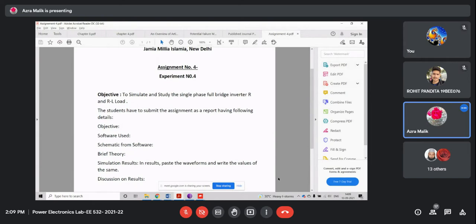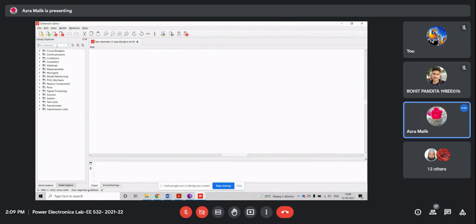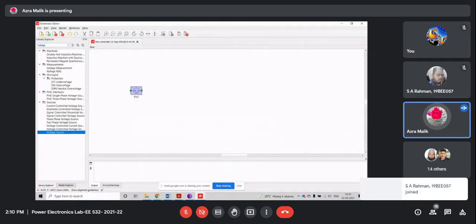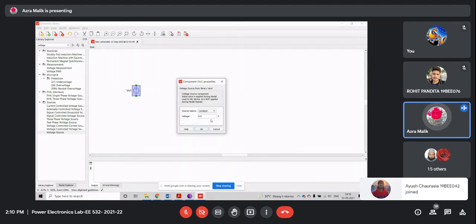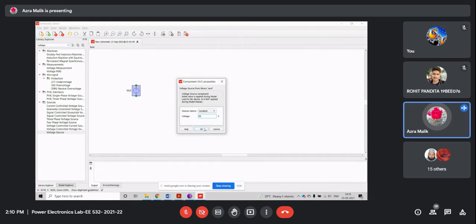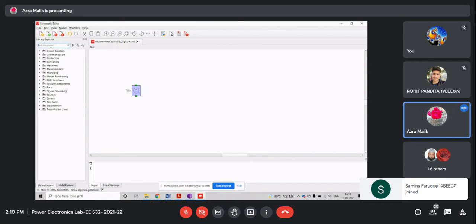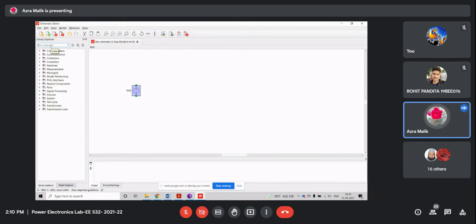Okay, so I will directly jump to the schematic editor in Typhoon. Since the single phase inverter is a DC to AC converter, at input we need a DC voltage source. So I will drag it. Source nature should be constant. We can keep the value as 50 volts. For full bridge inverter, we need two IGBT legs.